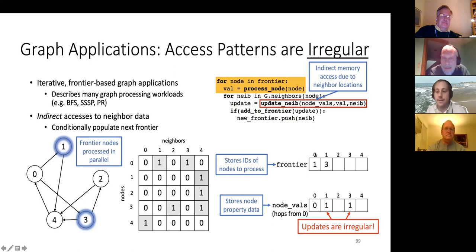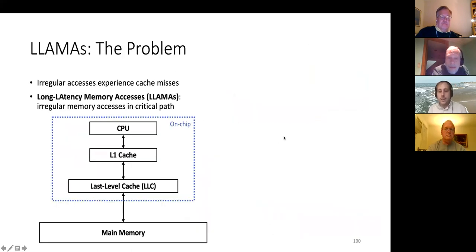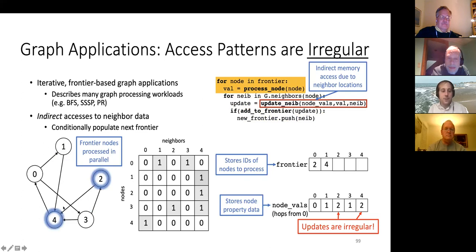This is where we get parallelism. We have nodes one and three, and we can do those in parallel. We can look at their neighbors, which are four and two. And you can again see that when we go to update them, those memory locations are not necessarily next to each other, so we have irregular memory accesses. We could keep doing this and we'd eventually terminate when we get nodes two and four inside the frontier, because there are no more nodes left to update. That's how that reasoning goes.